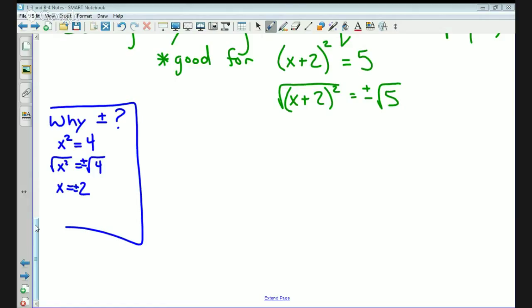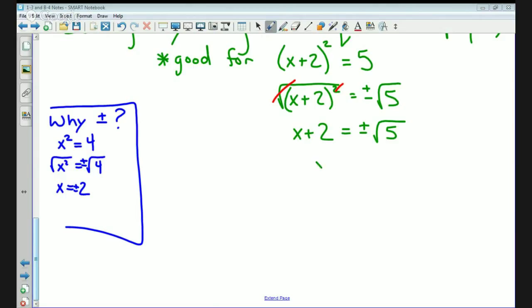Let's come back over to this problem and see that the square and the square root undo each other. We're just left with x plus 2, and in fact, I don't even need parentheses anymore there since I don't want anything outside of that. So x plus 2 equals plus or minus square root of 5.